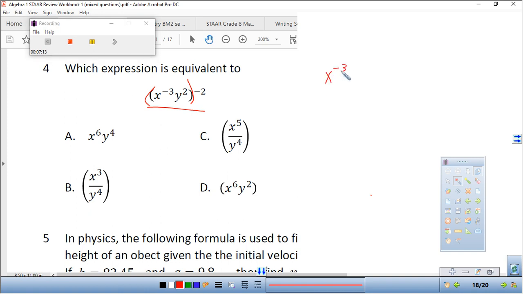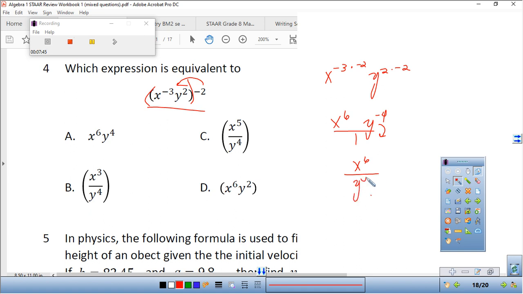So I'm going to have x to the negative 3 times negative 2, then y to the 2 times negative 2. Top gives me x to the 6. Bottom gives me y to the negative 4. This is wrong right here. This is not right. And regarding this part, this is kind of like all over 1. You see, I don't write it unless I need it. So now I need it, so I put it there. This one I'm going to throw to the denominator. So we're going to have x to the 6, and now I have y to the positive 4.